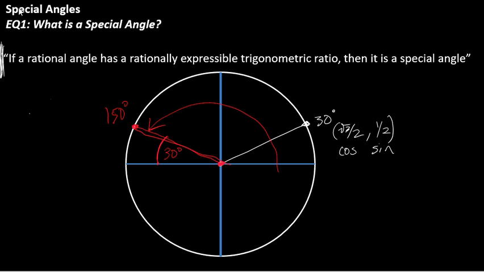Forgot to put the 1. So this would also be a special angle. It would have a rationally expressible trigonometric ratio for sine, cosine, and for tangent. So, for example, the cosine of this guy would be negative square root of 3/2, and the sine of this guy would be positive 1/2 still. So it would have the same sign.